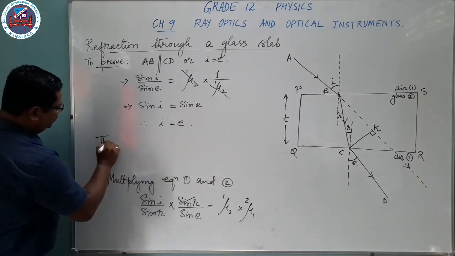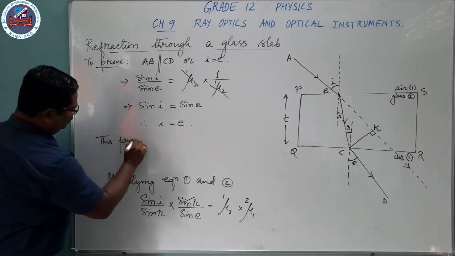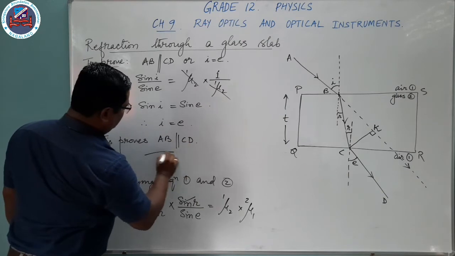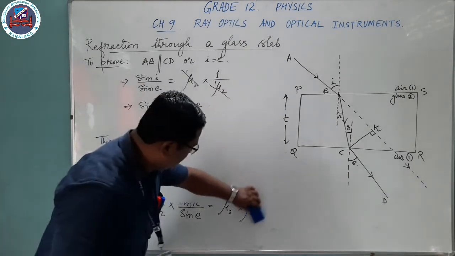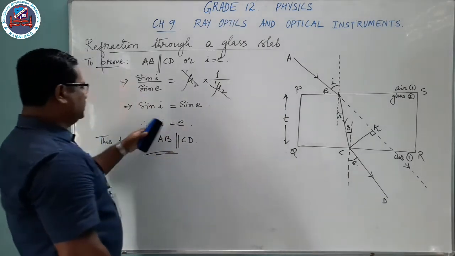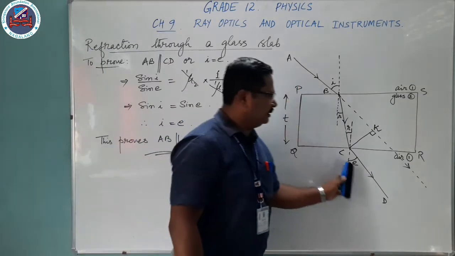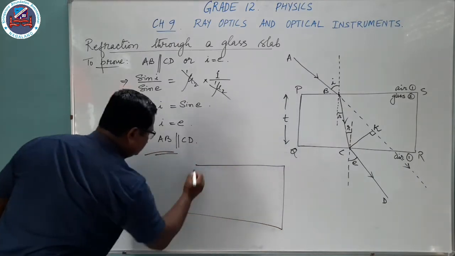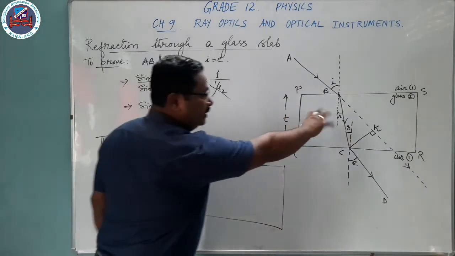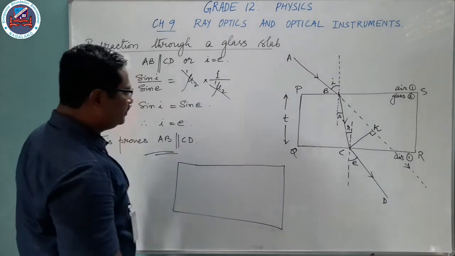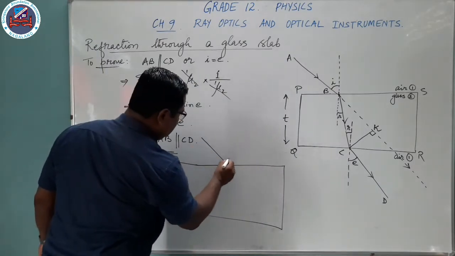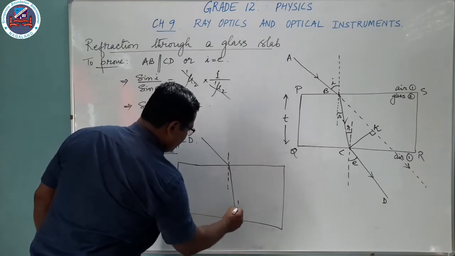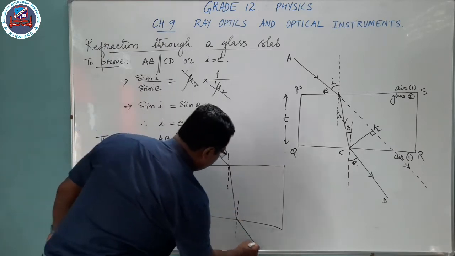This proves AB is parallel to CD. This way you can do it. Some of you may be thinking, if I is equal to E, how is AB parallel to CD? Let us see. Let me draw one diagram here. I don't want to make the diagram dirty here. So light is coming like this. This is the normal refracting. Again you are drawing a normal and it's going this way.